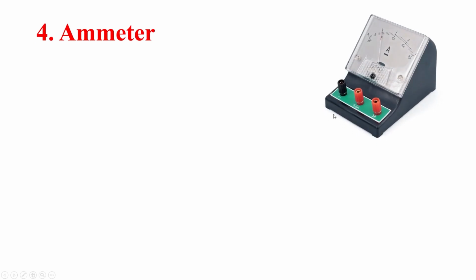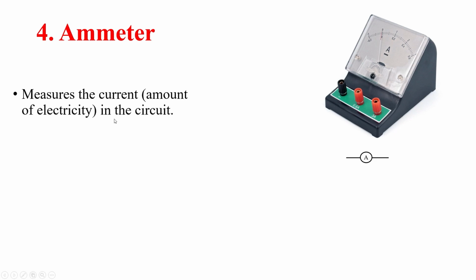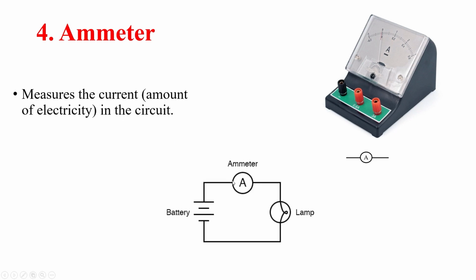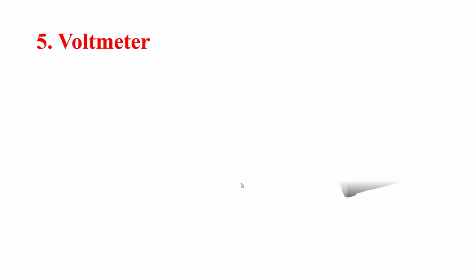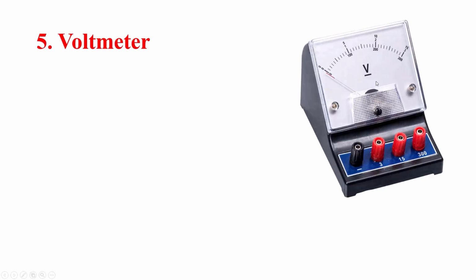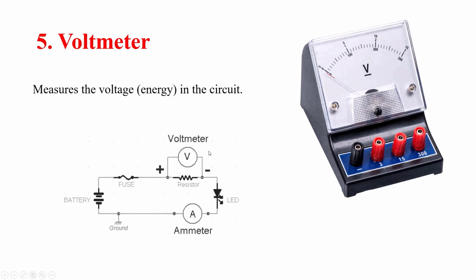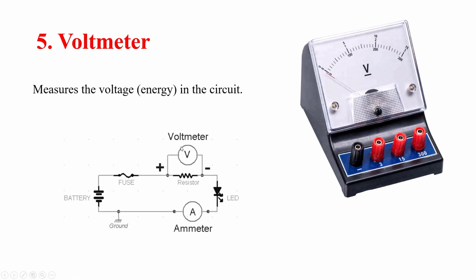Ammeter. You have observed this in your lab, that an A is written on it, and basically it is shown through this symbol, and it is used to measure the electric current in the circuit. An ammeter is shown as a circle, and a capital A is written inside the circle. Voltmeter. What is a voltmeter? A voltmeter is a device, and V is written on it. It is basically used to measure the voltage or energy in the circuit. So it is usually shown through the symbol of a round circle, and a capital V is written inside the round circle.